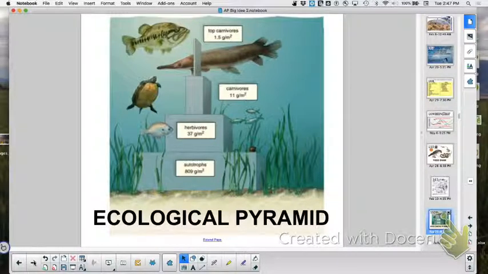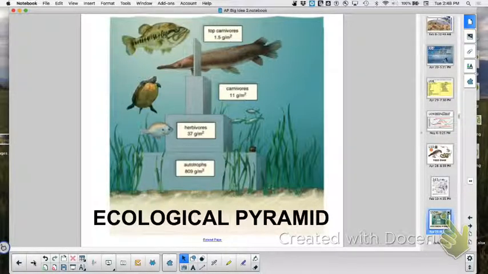We talked about you could do a pyramid of numbers. There are more blades of grass, right, than there are, let's say, zebras that are eating the grass. But pyramid of numbers doesn't always work. When does the pyramid of numbers not work? Give me an example. A tree with a bunch of monkeys on it. There you go. Or a bunch of insects or ants on it.